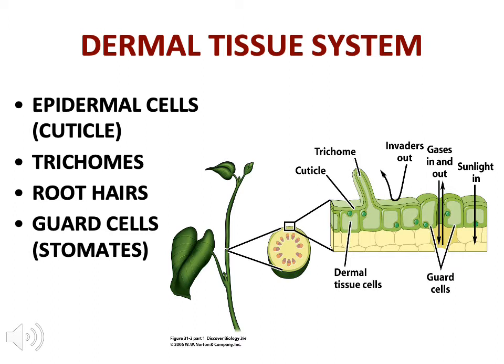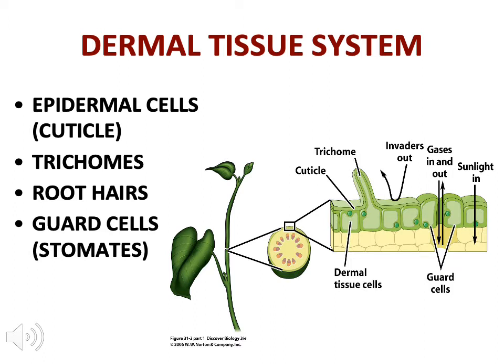Then sometimes these epidermal cells will produce hairs, and those hairs are called trichomes. And sometimes they're long and soft, or sometimes they're short, sometimes they're bristly. Sometimes their job is to prevent herbivory, or animals eating up on the plant. Sometimes their job is to cut down the amount of ultraviolet radiation striking the plant.